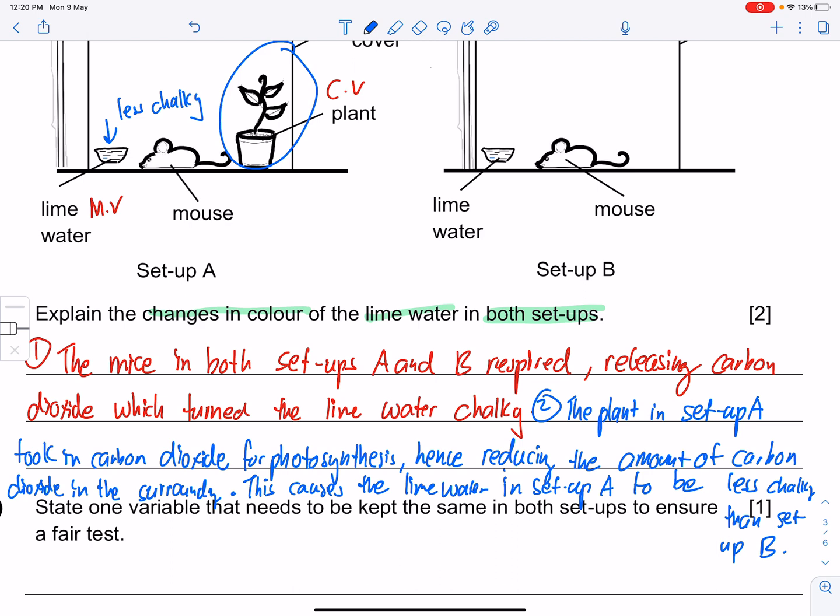Alright, so as you can see, it's a two-part question. The first part addresses why the lime water turned chalky in both. The second part addresses why A was less chalky, because the plant took in carbon dioxide for photosynthesis. Therefore, the carbon dioxide inside the setup, or inside the tank, has been reduced. So the lime water will be less chalky as compared to the lime water in B.